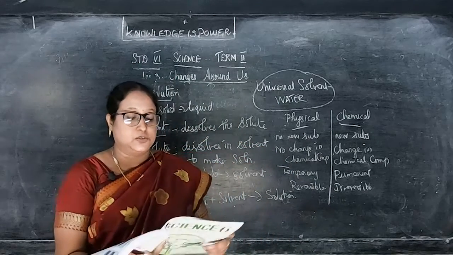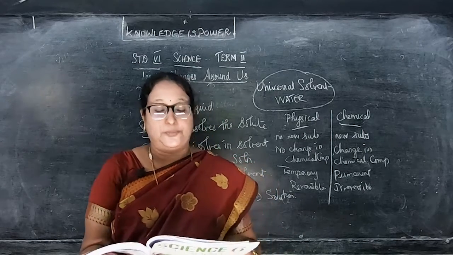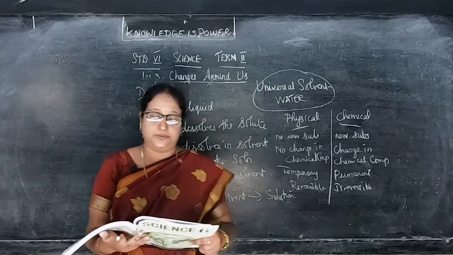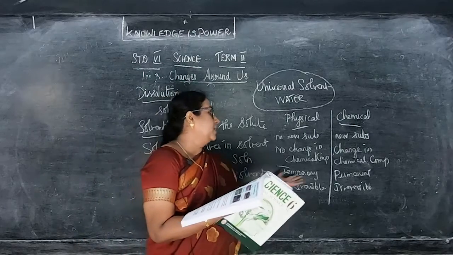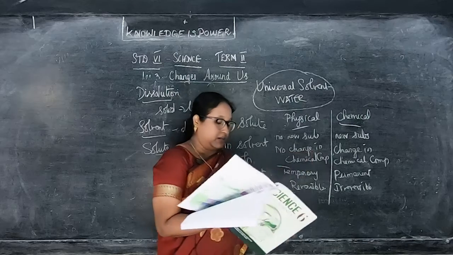So once again I'll tell you, no new substance is formed in the physical change, and in the chemical change you can see a new substance forming. There is no change in the chemical composition in the physical change, and there is a change in the chemical composition in the chemical change. In the physical change there is a temporary change, and in the chemical there is a permanent change. The physical change is reversible, and the chemical change is irreversible.